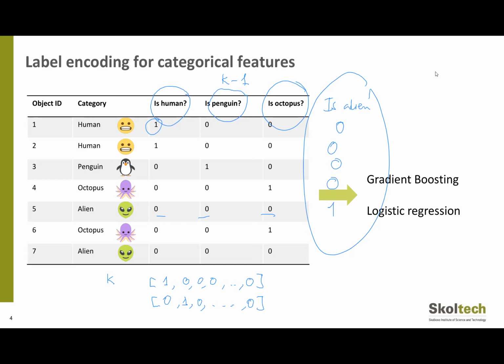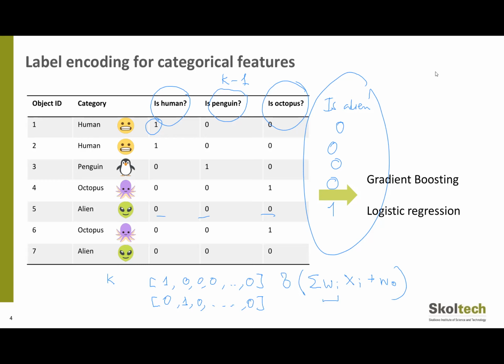We can say, okay, if this person is a human, then they likely have a higher salary than a person who is a penguin or an octopus. For an alien it can be vice versa, and we measure this relative difference between different categories by estimating logistic or linear regression in the same way here, as we have the specific weight for a particular category.